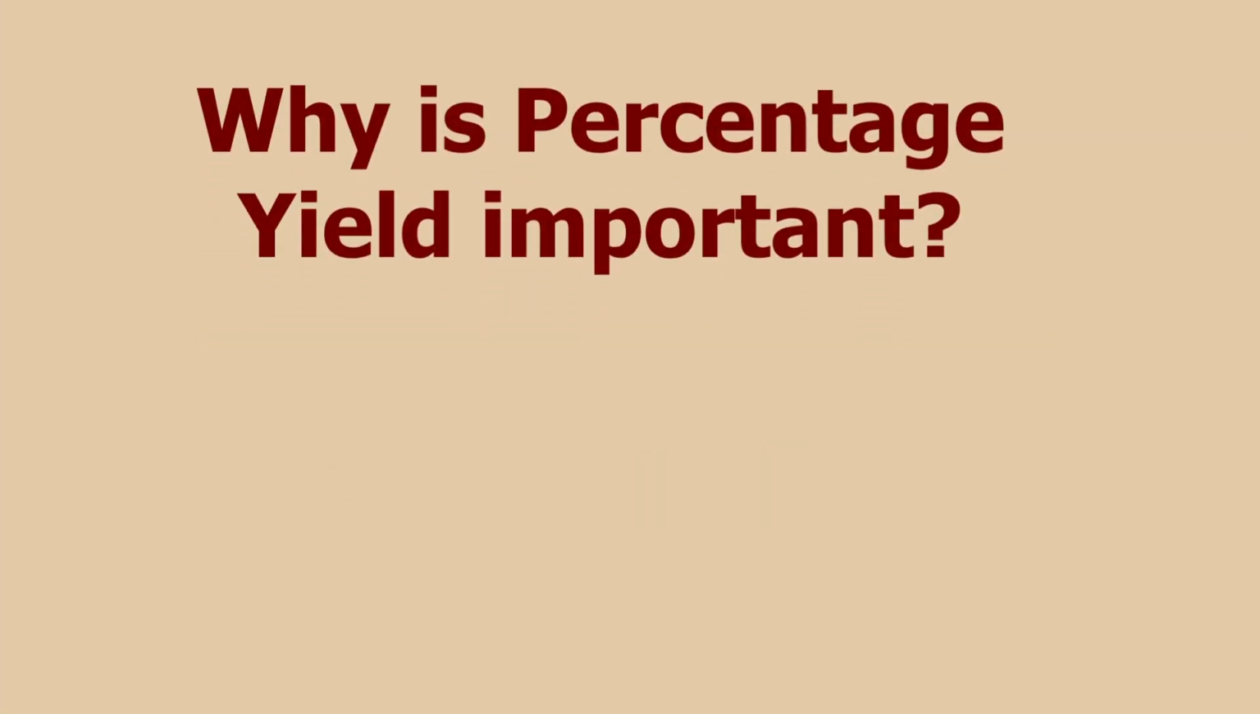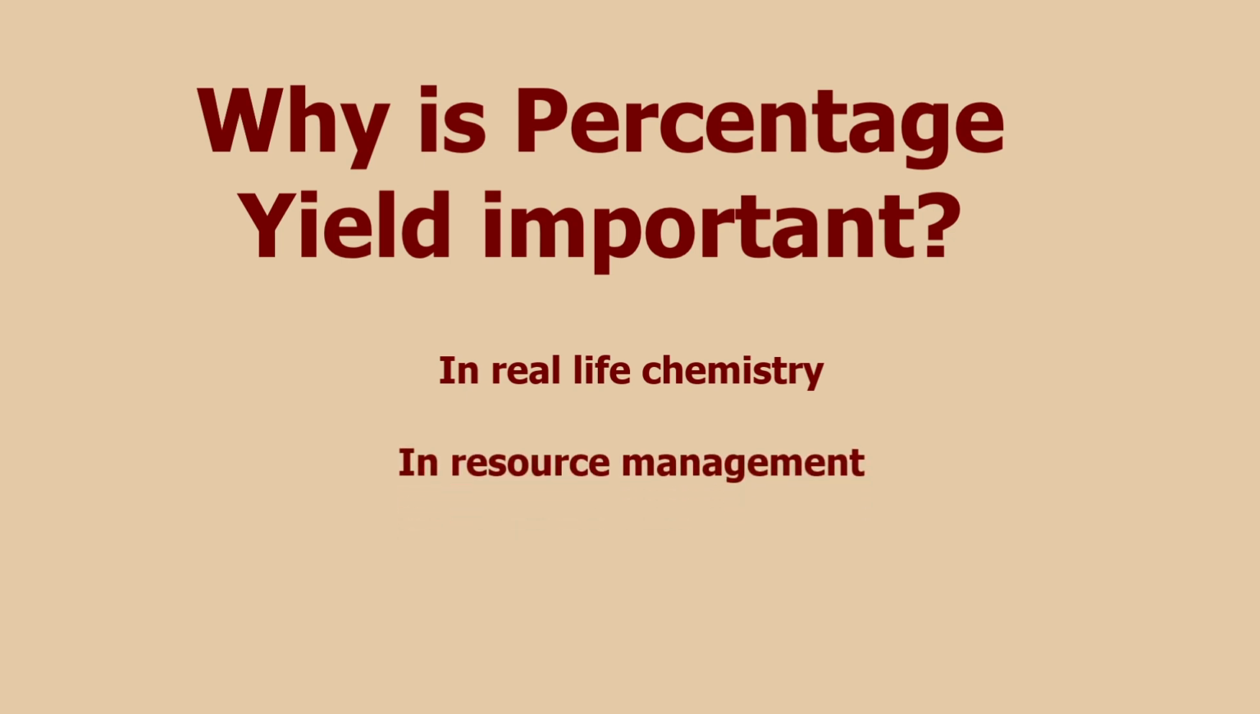Why is percentage yield important? In real life chemistry, no reaction is 100% efficient due to losses like incomplete reaction, side reactions or experimental errors. In resource management, it helps chemists optimize processes, reduce waste and save money in industrial production. And in experimental analysis, it allows students and researchers to evaluate the success of their reactions.